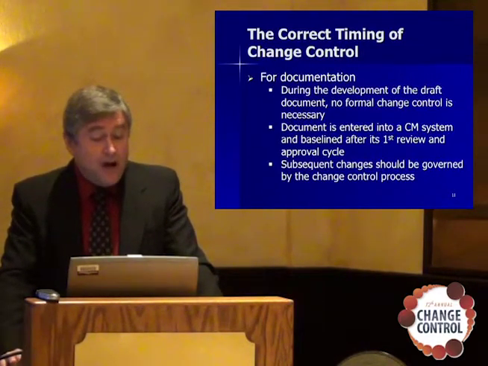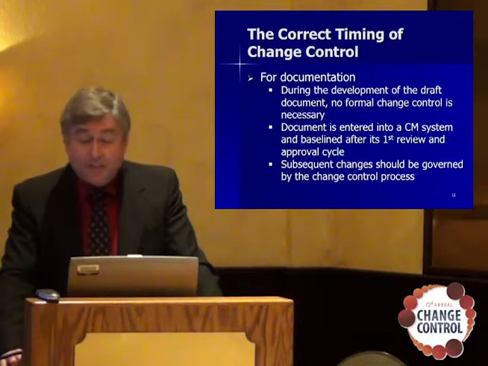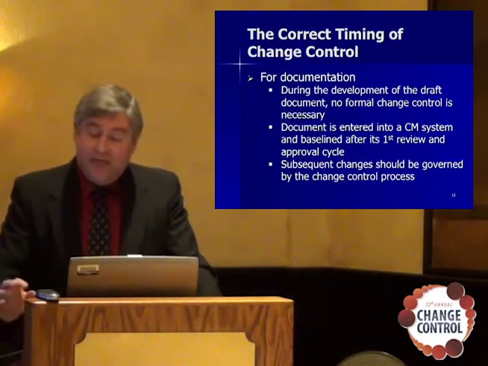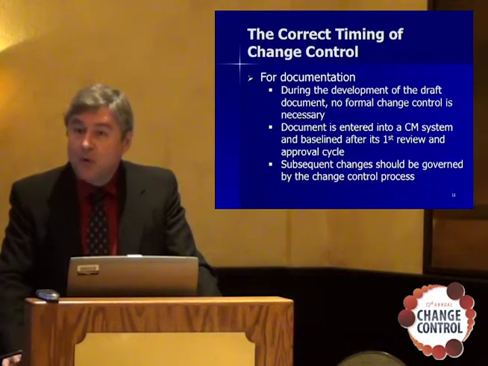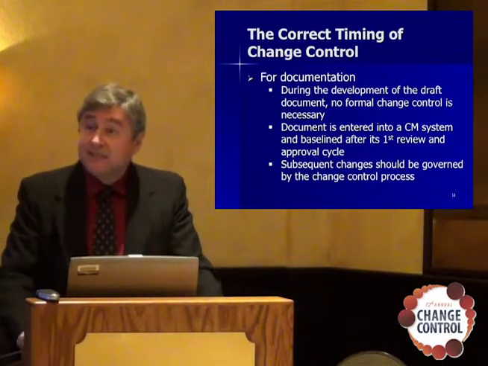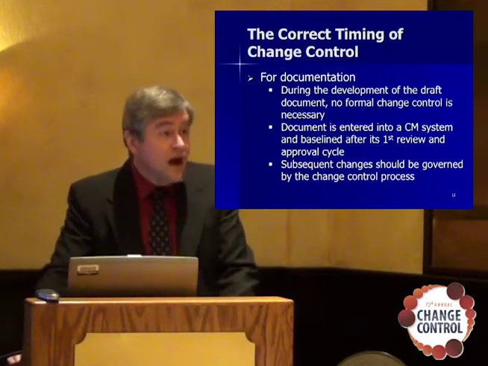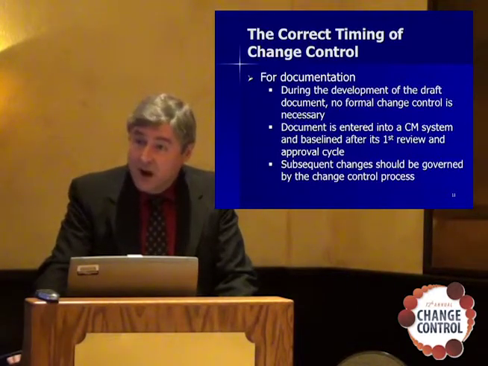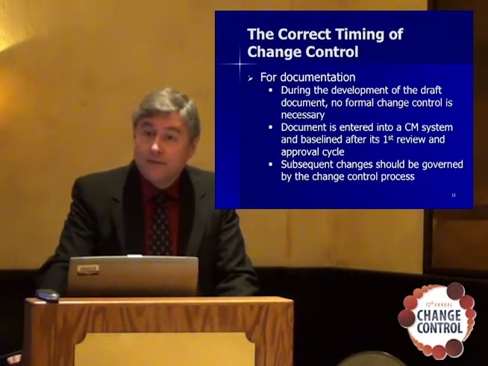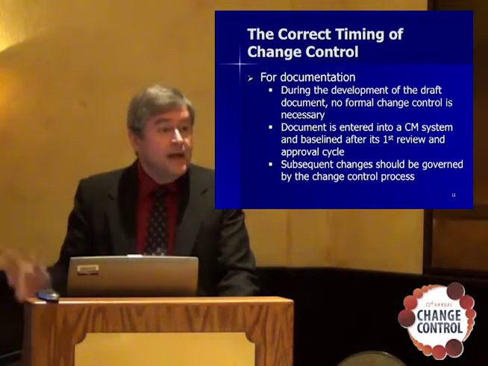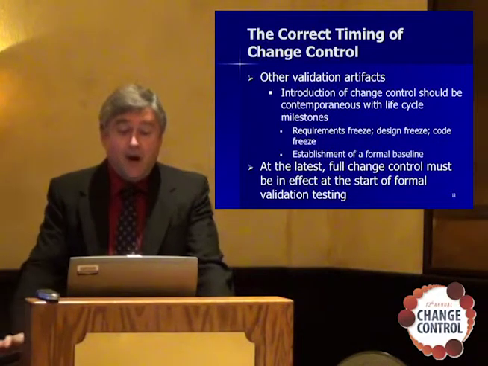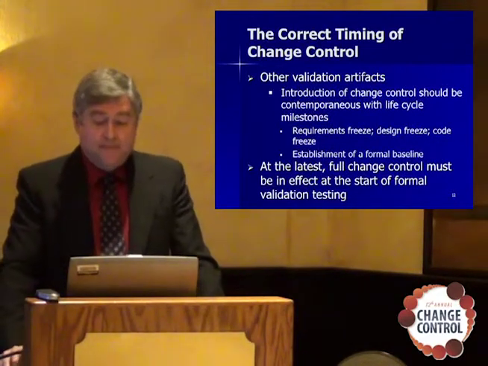However, as soon as we enter the document into a configuration management system and baseline it after its first review and approval cycle, then we put formal change control in process. So that's a big step for us, actually putting the document into the document management system, putting it on a CR for its initial review and approval. Does anyone else handle things differently in their company? So that's for documentation. How about other validation artifacts?